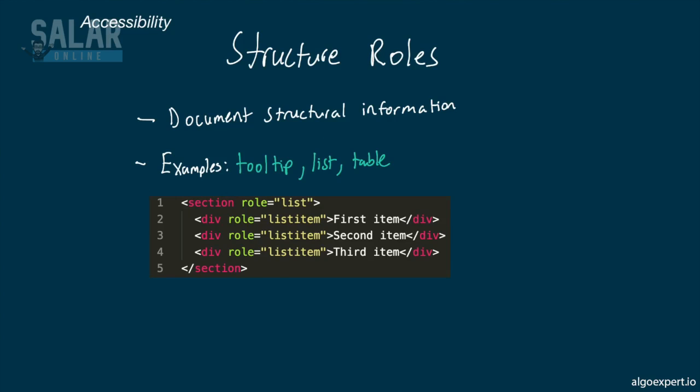Next, we have structure roles. Structure roles are very similar to landmark roles in that they define some structure of the page, they explain what a section of content is doing. However, the difference is that a landmark role is a navigational landmark, something that a user might want to go to first, whereas a structure role is a little bit less important. It's smaller pieces of structure, such as a tooltip, a list, or a table.